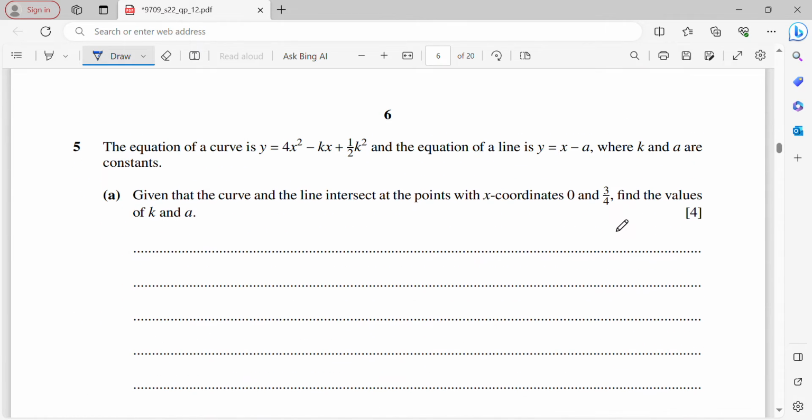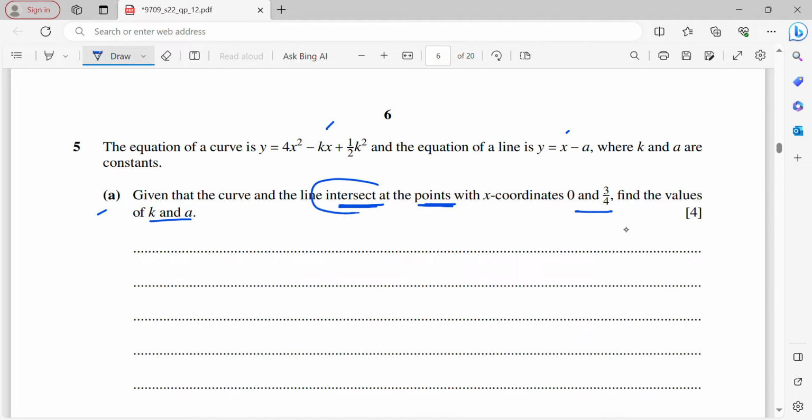Okay, now question number 5. The equation of a curve is y equals this quadratic function, and the equation of the line is y equals x minus a, where k and a are constants. First part, given that the curve and the line intersect at the points with x coordinates 0 and 3 over 4, find the values of k and a.